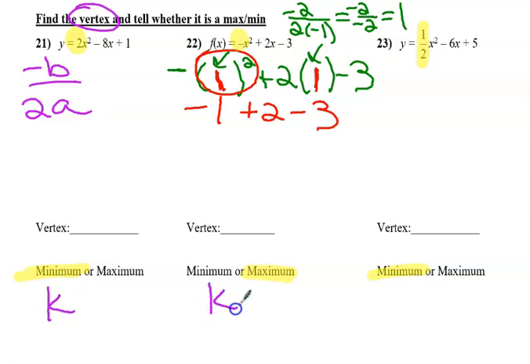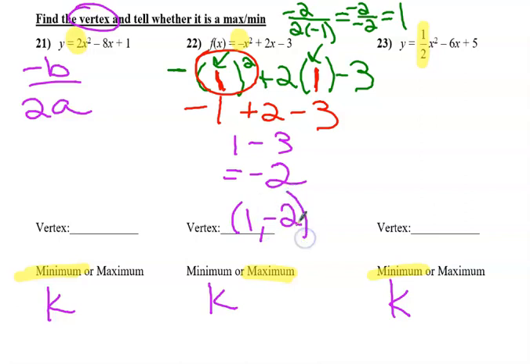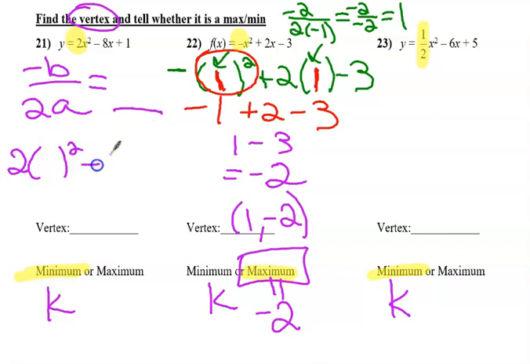What are the minimum values or maximum values? It's the k value. So for example, number 22, your axis of symmetry is 1. Plug it back in. -1 plus 2 is 1, minus 3 is -2. So your vertex is 1, -2. Sorry, your maximum value. Your maximum value is -2 for number 22. So find -b over 2a, plug it back in, and that answer is your minimum or maximum value.